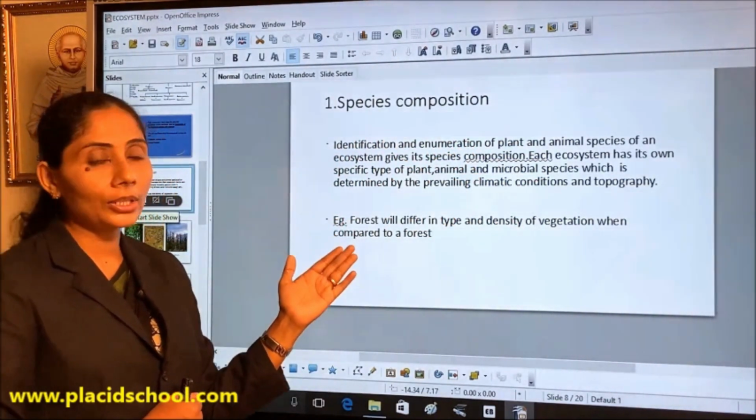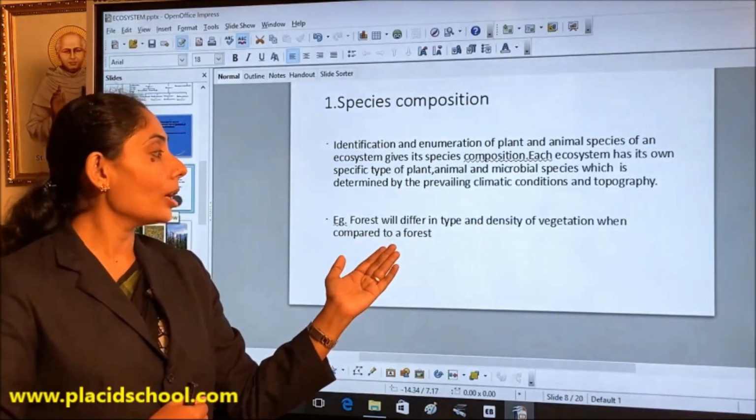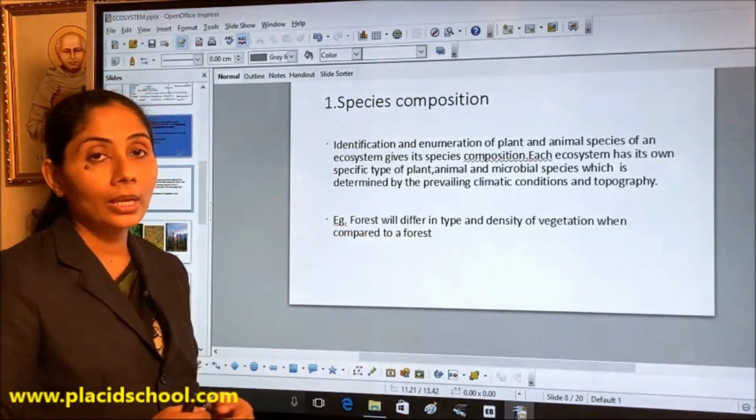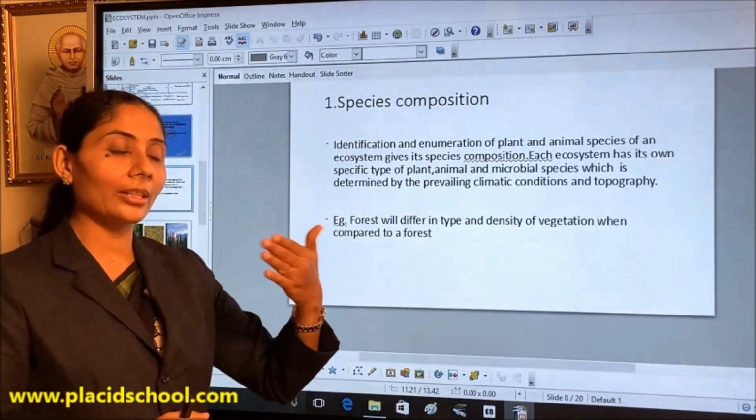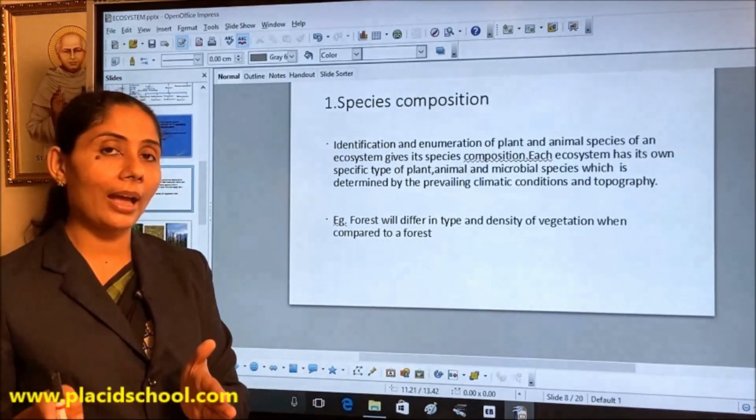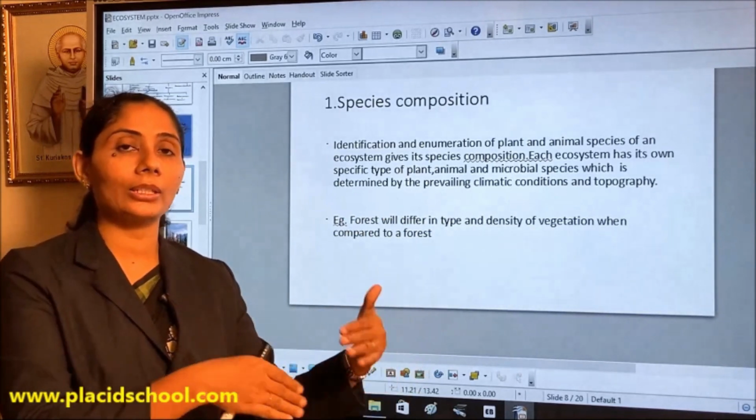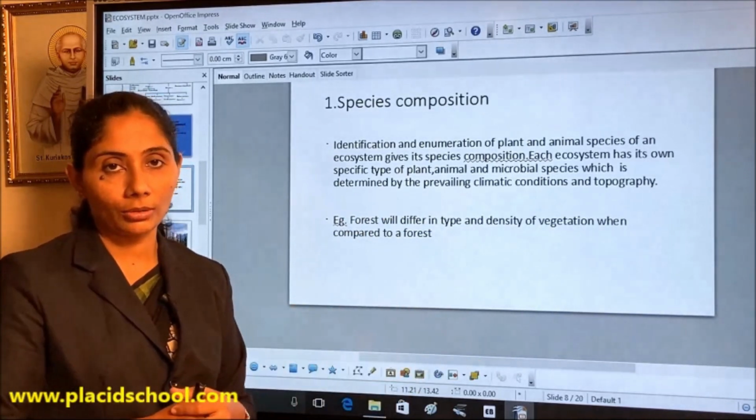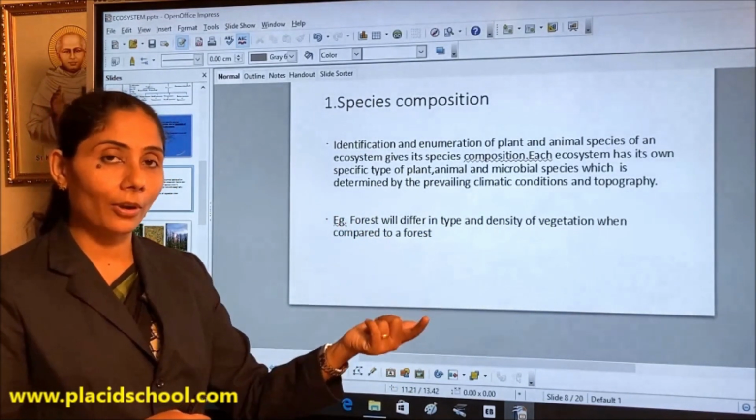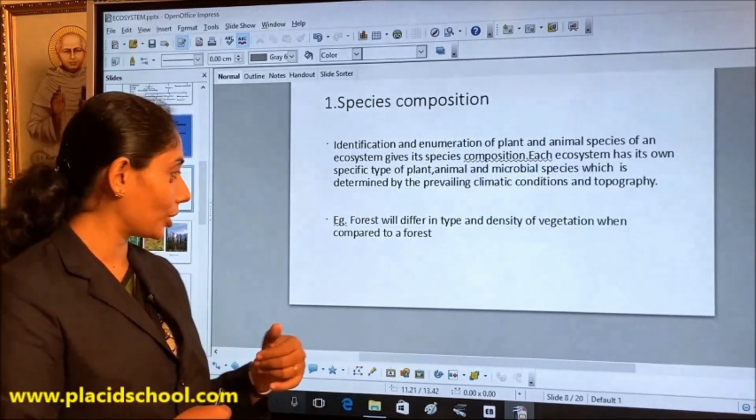For example, a desert will differ in type and density of vegetation when compared to a forest. Sorry for the mistake, it is desert, not forest. That is, how do you say this is a forest? How do you say that an ecosystem is a desert? A forest will have its own set of species composition. Likewise, a desert will have its own set of species composition. Let us look at a few slides, some pictures of the different kinds of forests and some other ecosystems to understand species composition.